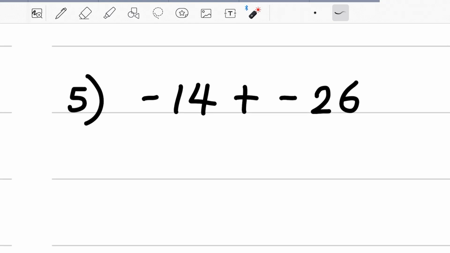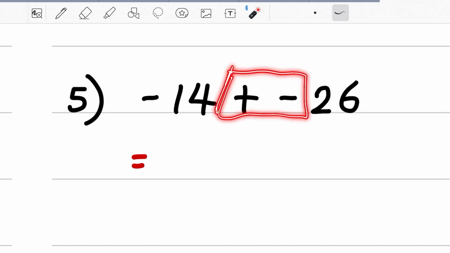For number 5, we have minus 14 plus minus 26. Now, we are not too concerned with this negative sign next to 14, because there are no other signs next to it. There are no other adjacent signs. We have adjacent signs here, which are signs right next to each other that are not separated by numbers. So these are the signs that we need to simplify.